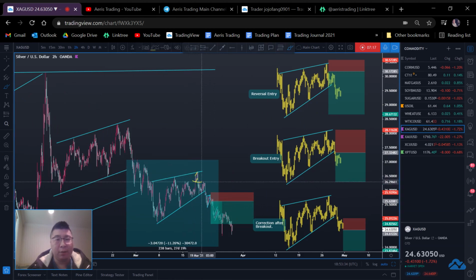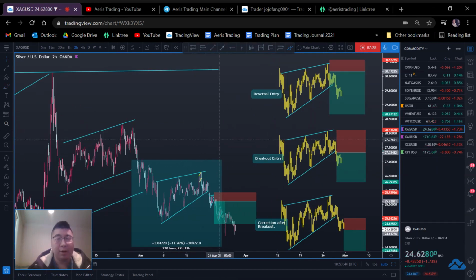Medium reward, because if you're comparing to a reversal entry, you're going to get a bigger reward from a reversal entry versus a correction after breakout entry. It's just how you enter these. But this is why trading is all about risk management.